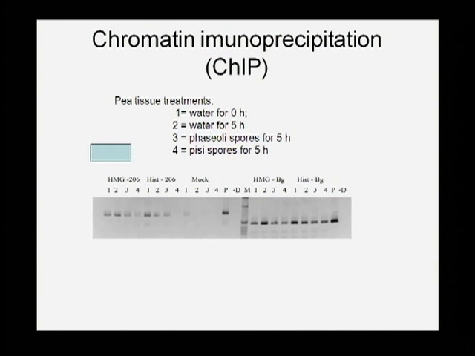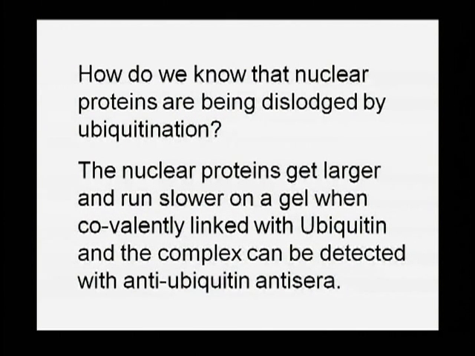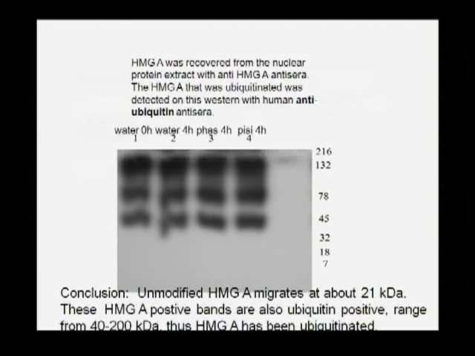How do we know that nuclear proteins are being dislodged by ubiquitination? Well, the nuclear proteins get bigger because as they complex with ubiquitin, they move slower in a gel, so you can detect them. And that is a covalent linkage, so they stay together on the gel. This is a picture of ubiquitinized proteins on a gel, and they run far above the area where the unubiquitinized protein would migrate.